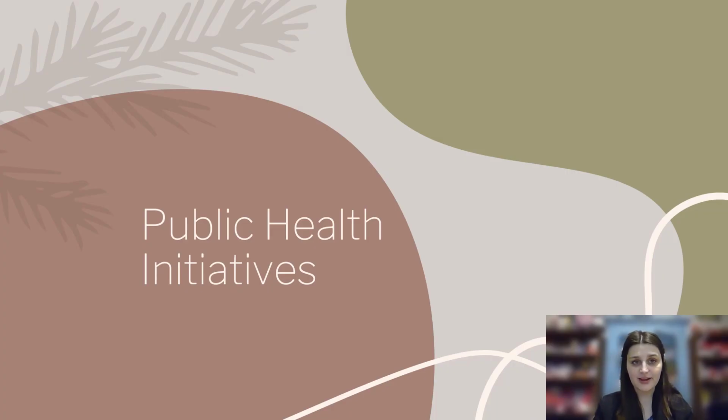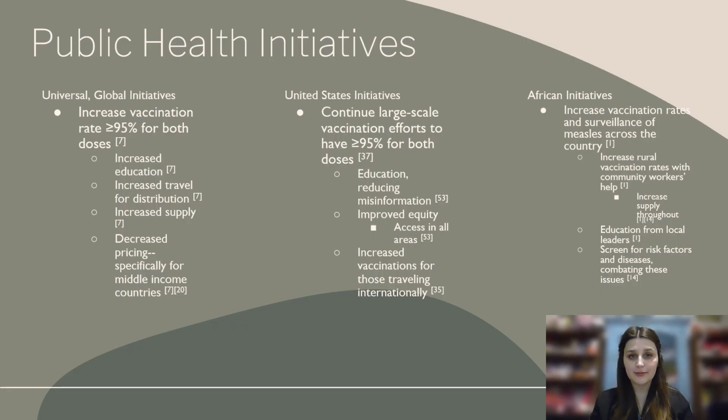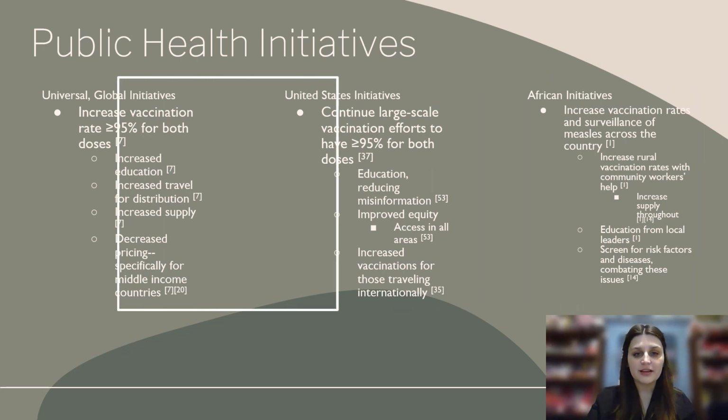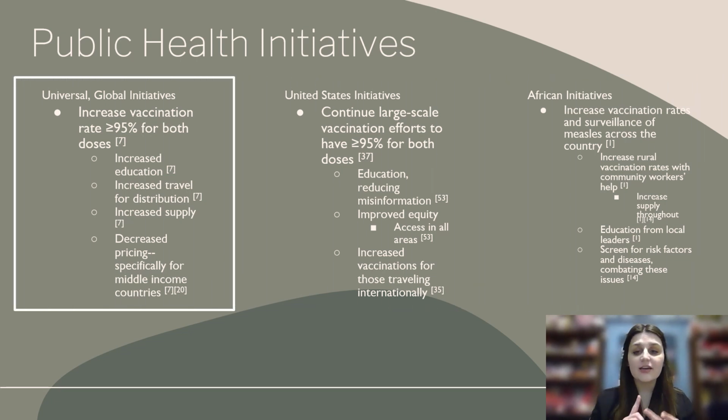In this final section, I will define global initiatives and then narrow in on the initiatives in the United States and Africa. There are a number of public health initiatives designed to decrease measles risk. While some researchers have suggested a so-called no jab, no school policy, there are worries about personal freedoms here. Thus, the following initiatives are designed more for increasing the rates of both doses to at least 95% in other ways. So globally, there is a push for increased education, increased supply, improved distribution, and decreased pricing, particularly for middle-income countries who often pay the most.